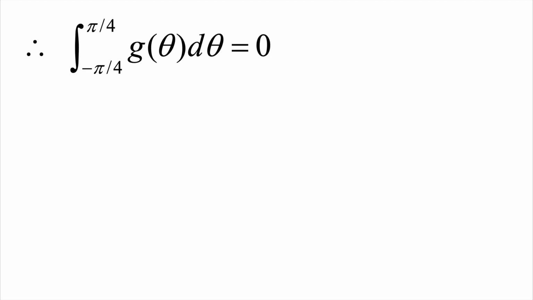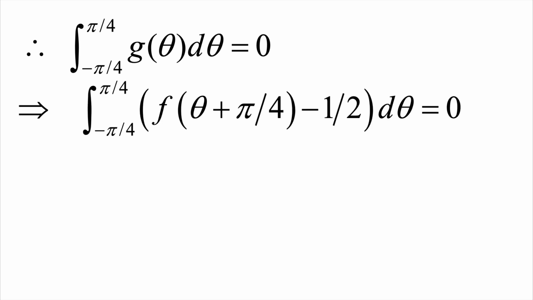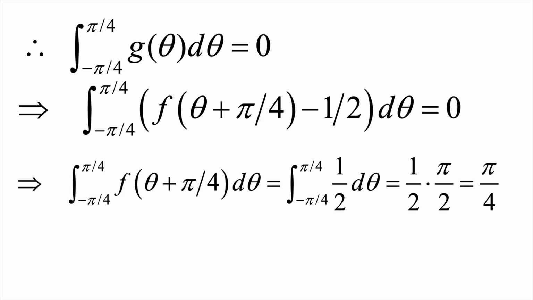But how is this useful? It implies that the integral of g of theta from negative pi over 4 to positive pi over 4 is 0. This is an interval centered on 0, and g of theta is an odd function. Using the definition of g of theta, that means the integral from negative pi over 4 to positive pi over 4 of our original function, f, evaluated at theta plus pi over 4, minus 1/2, is 0. Properties of integrals mean that the integral of f of theta plus pi over 4 over this interval equals the integral of 1/2 over the same interval, which is 1/2 times the length of the interval, which is pi over 4.